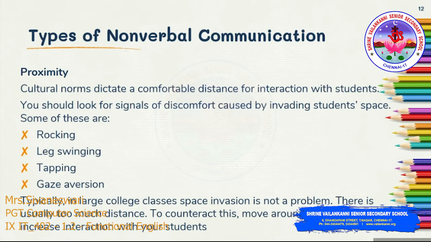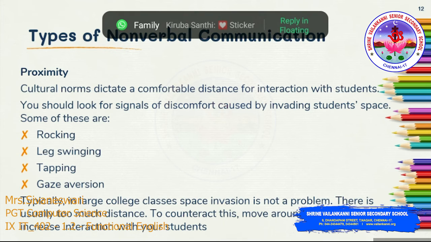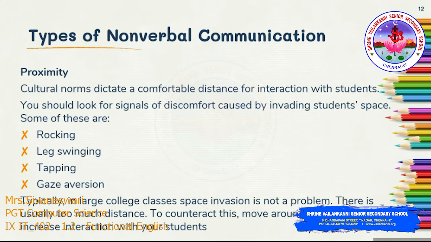Proximity. Cultural norms dictate a comfortable distance for interaction. You should look for signals of discomfort caused by invading student space. Some of these are rocking, leg swinging, tapping, gaze aversion. Typically in large college classes, space invasion is not a problem. This is usually too much distance. To counteract this, move around the classroom to increase interaction with each other.